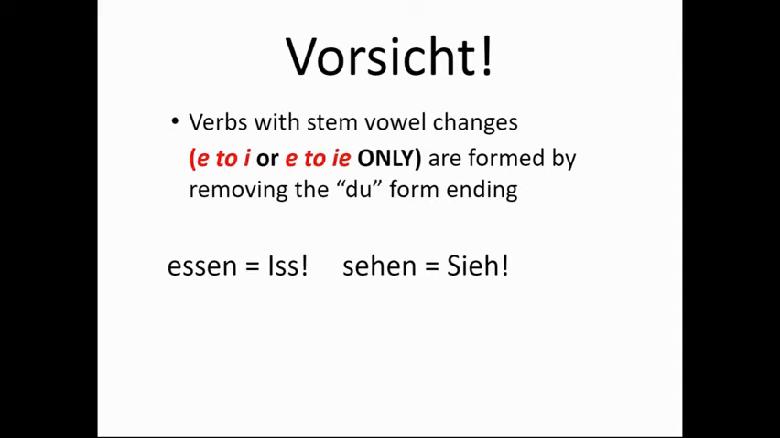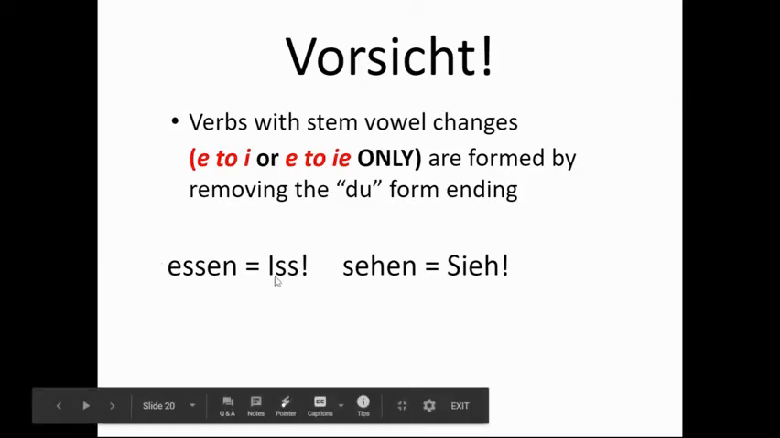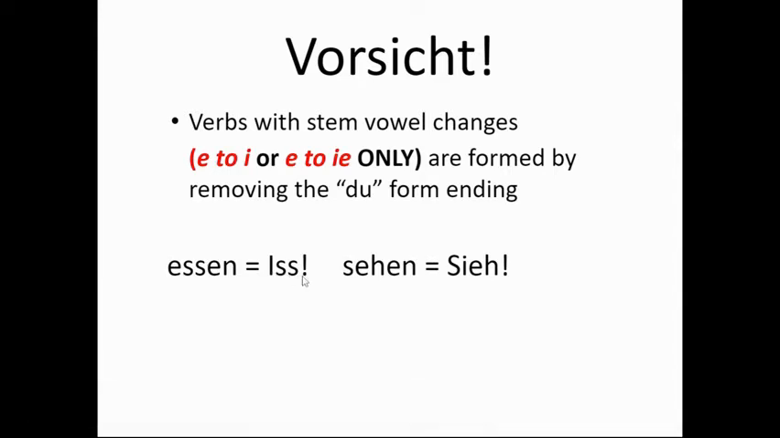So if I was going to say eat bratwurst, right? I'm telling a little kid eat bratwurst. I would say iss Bratwurst. The E from Essen, right, changes to an I, okay? But there's no T ending. We would expect a T ending in the du form, but this is a command, right? If I was going to tell someone to look or to see, I would say sieh, right? The stem would be seh, but this is a stem changer. The E goes to an IE. So these can cause some confusion.